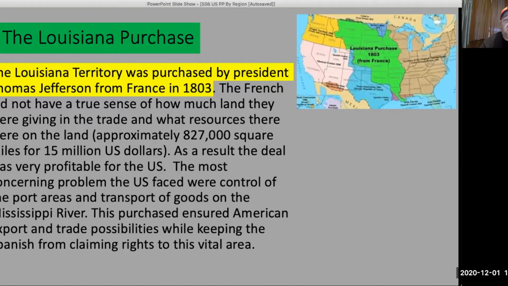Okay, so purchasing the Louisiana Territory ensured that American export and trade possibilities were viable, and it was very vital that they kept the Spanish out of this area. Okay, so the Spanish currently, at this time in 1803, owned all that blue region you see on the map, which is the Texas region, and the pink region up there, okay?